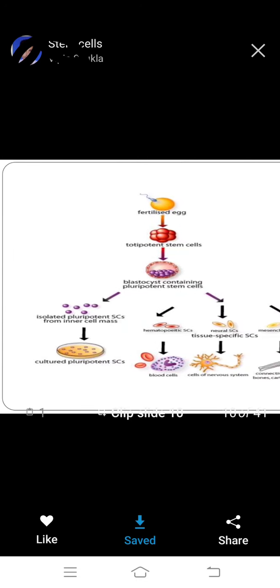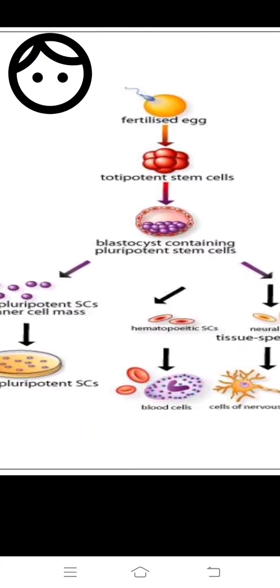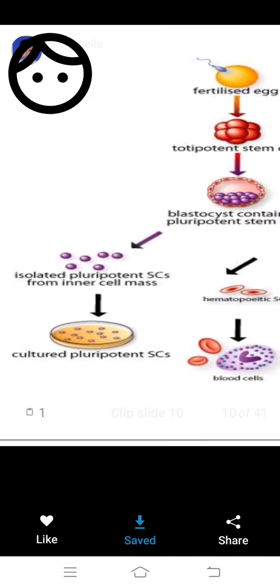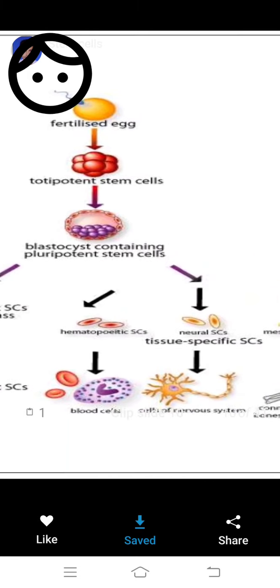Okay, it isolated pluripotent cells from the inner cell mass. Next is the hematopoietic. Hemato means blood cell formation. So the first one, isolated pluripotent, is the cultured pluripotent, and hematopoietic is the hem means blood, so blood cell formation.